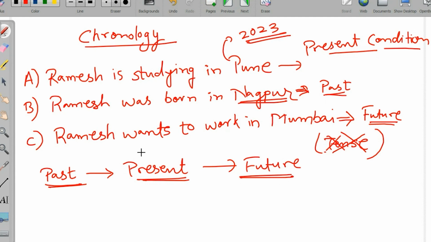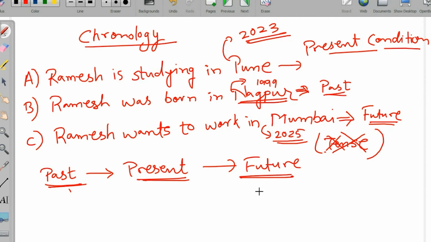I am talking about past, present, and future. You have to go by the year. Let's take 2023: was born in Nagpur in 1999 and wants to work in Mumbai in 2025. You have to always go by the year. Here, do not apply past tense, present tense, or future tense.